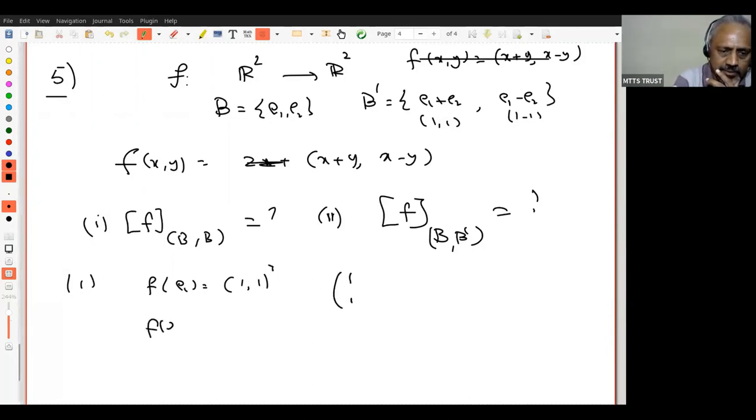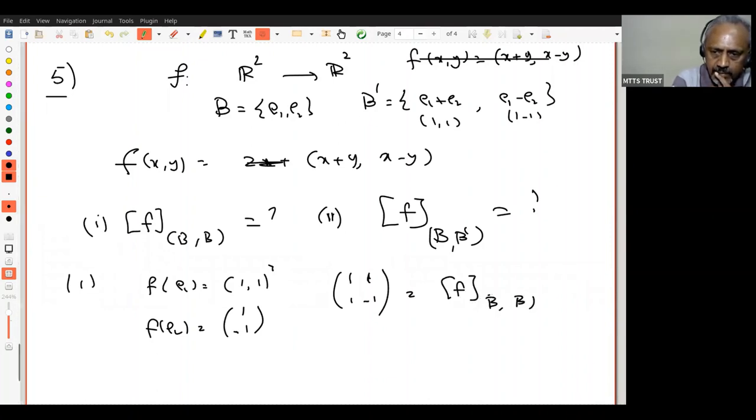Okay, what is f of e2? e2 is (0, 1), therefore (0+1, 0-1), that is (1, -1). But you can also see the coefficient of y, that is going to be 1 and -1. Therefore, 1 and -1. This is the matrix of f with respect to B. Make sure you understand this.